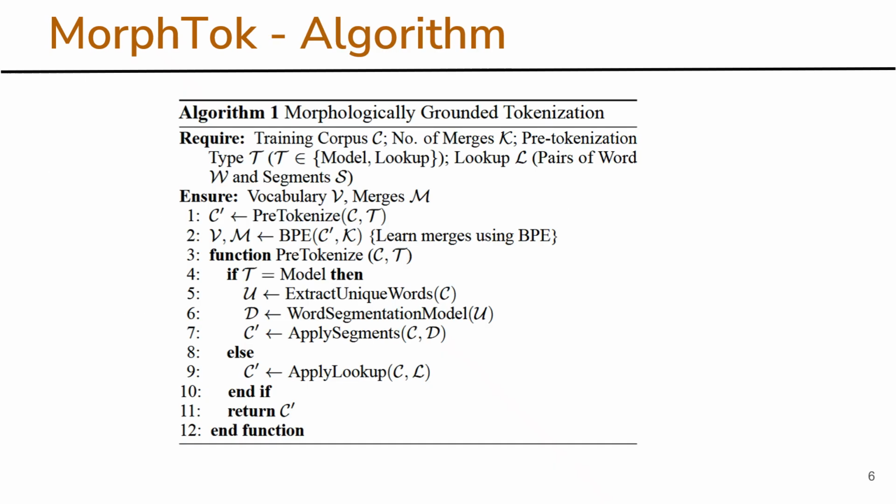Putting it more formally, we have a lookup table L. We apply pre-tokenization on the tokenizer training corpus C. In the pre-tokenization stage, we explore two ways of creating lookups. First, a manually created lookup, and second, a model-based method. In the model-based method, we fine-tune the pre-trained model ByT5 using a manually created dataset. Thereafter, the model is used to generate morphologically grounded segments for the unique words present in the corpus C. After the pre-tokenization stage, we apply BPE on the pre-tokenized corpus C'.